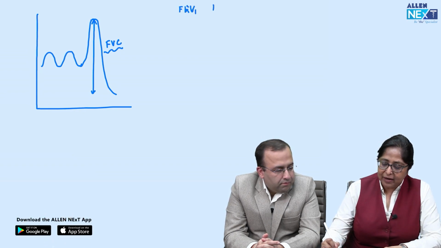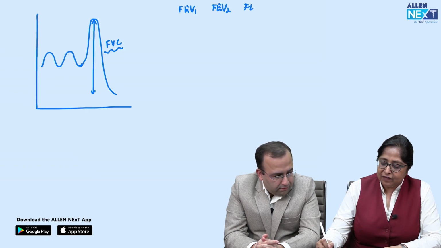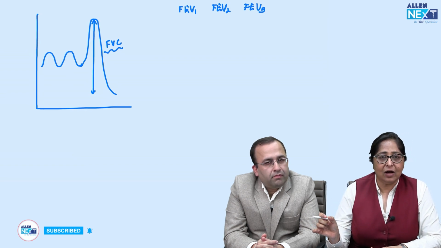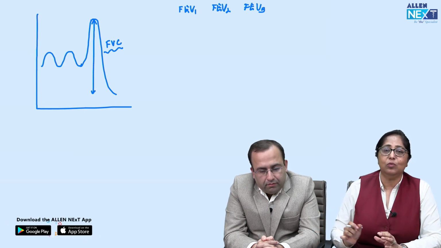Now, what is timed vital capacity? If I want to bring time into the picture, what are my instructions to the patient? Maximum inspiration followed by maximum expiration, but that expiration has to be done as fast as possible. I'm bringing time into the picture. Now, timed vital capacity is FEV1, FEV2, and FEV3. FEV is forced expiratory or forcefully expired volume of air.